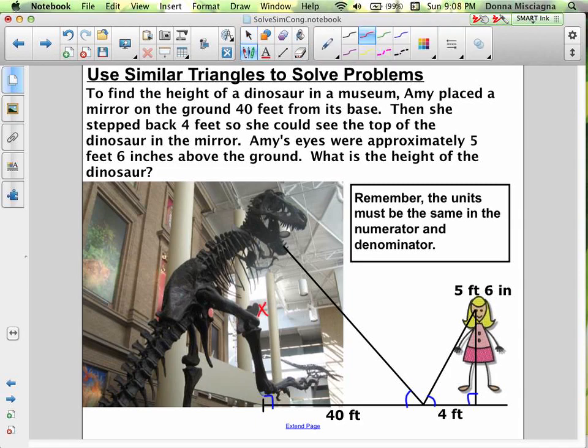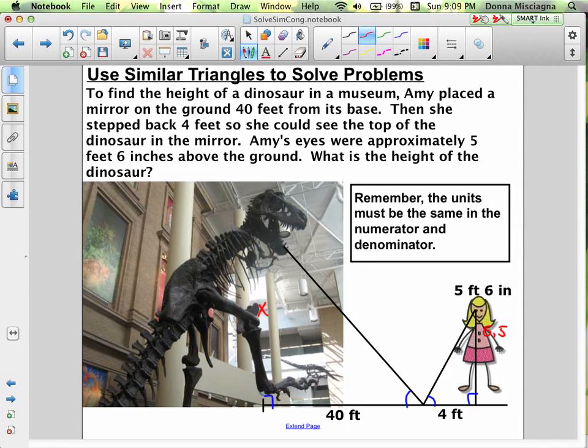All right, so we're looking for x. Remember, units must be the same in the numerator and denominator. 5 feet 6 inches, that's not going to work for us. But it's not too hard to figure out because 6 inches is half a foot. So let's make that 5.5. Right, and then all is good. Now we just need to set up a proportion.